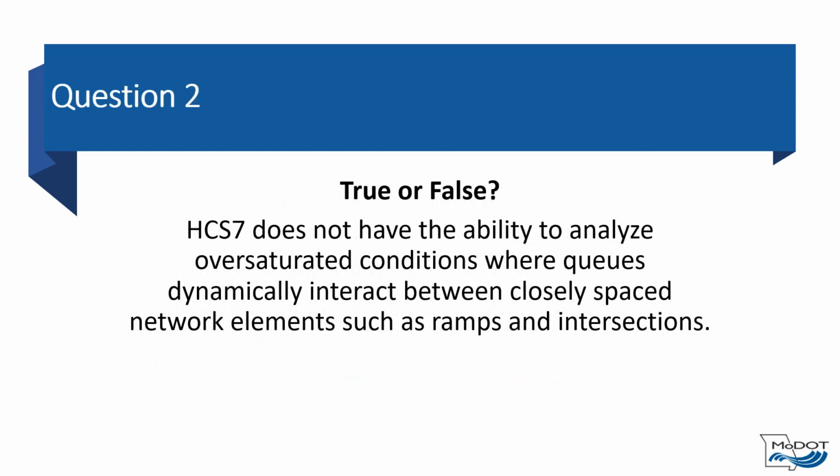Question 2. True or false? HCS 7 does not have the ability to analyze oversaturated conditions where queues dynamically interact between closely spaced network elements such as ramps and intersections. This answer is true.